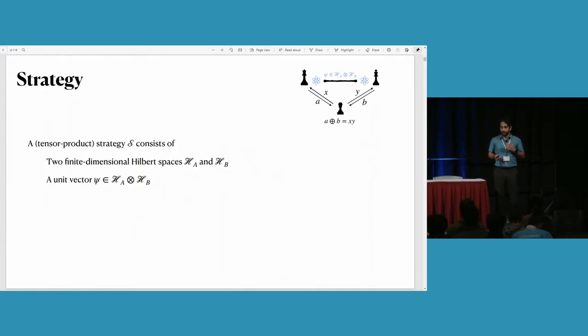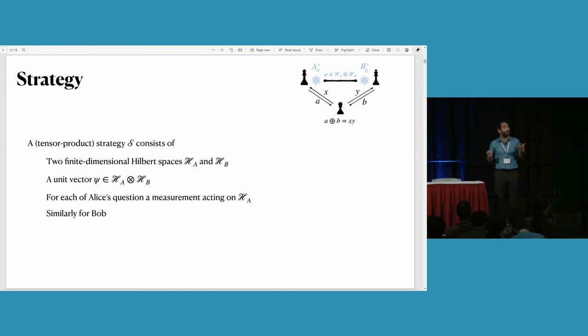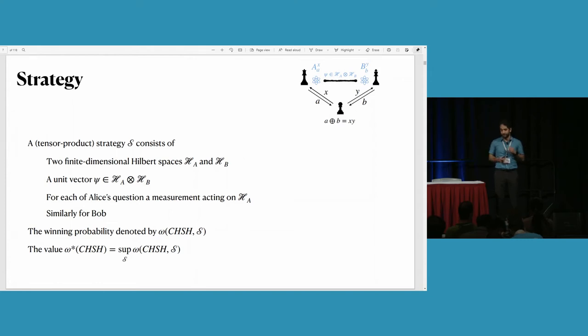I just want you to get the high-level idea of what a non-local game is by this example. Now let's talk about strategies that Alice and Bob can employ to play this game. A strategy, or if you want to be precise, a tensor product strategy S, consists of two finite-dimensional Hilbert spaces, HA for Alice and HB for Bob, and a state psi in the tensor product of these two Hilbert spaces, together with a bunch of measurement operators, one for each of Alice's questions, that act on the Hilbert space HA, and similarly, measurement operators for Bob. Now, with these at hand, the winning probability of this strategy, I denote it by omega. And then I'm going to define the value of a game, which here is denoted by omega star of CHSH. We're going to talk about this value a lot for the rest of the talk. So this is defined to be the supremum of winning probabilities over all tensor product strategies S.